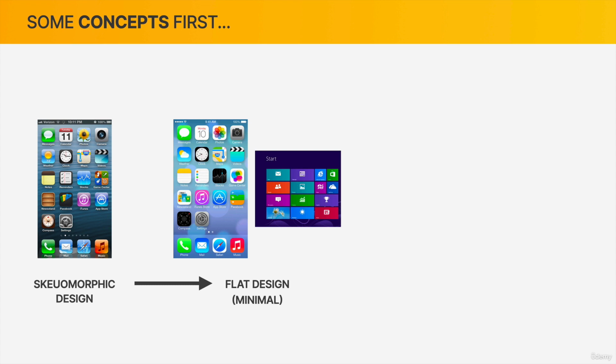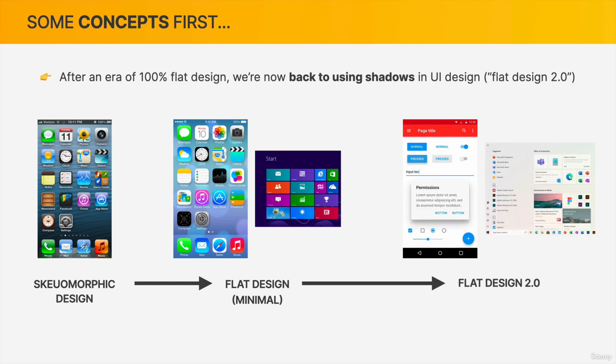So no more realistic details or glossy effects or shadows. Everything was simply reduced down to the essentials, which is why this design is also called minimal. However, this quite drastic change to flat design might have taken it a bit too far, because it brought with it some usability problems. That's why in the last couple of years, something that I call Flat Design 2.0 has emerged. Now, it's still minimal without the realistic looking details, but it does bring back some shadows and depth to user interfaces.